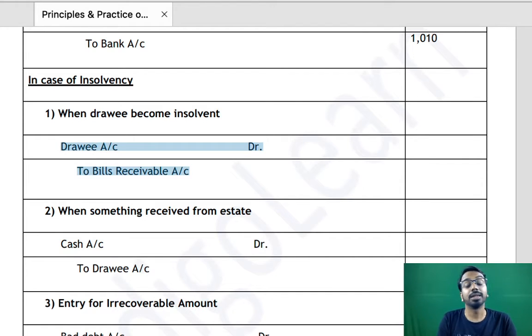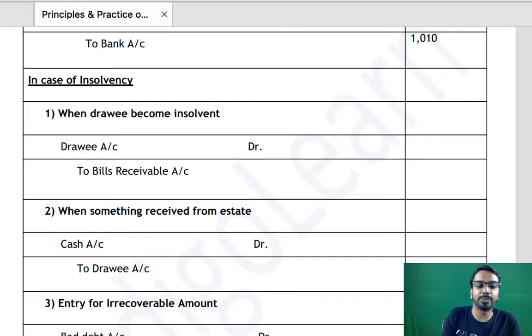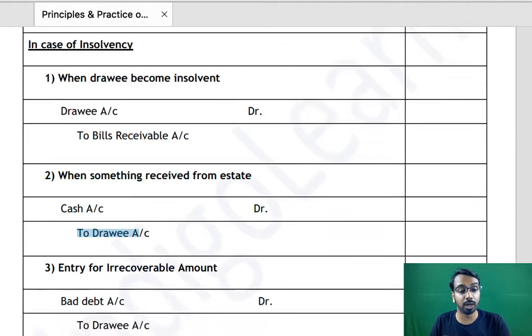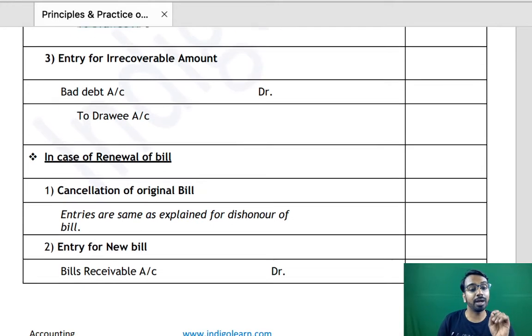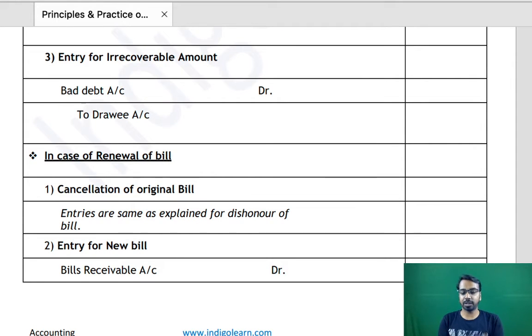Then there may be a possibility that, let's say this bill is for 1000 rupees. Out of that 1000 rupees, maybe some 100 or 200 or 300, some amount is recovered from the drawee or the debtor. Whatever amount is recovered, you will debit cash or bank account and credit the drawee account. This is the second thing. The third thing, for the balance amount which is not recoverable, you will transfer the amount to the bad debts account.